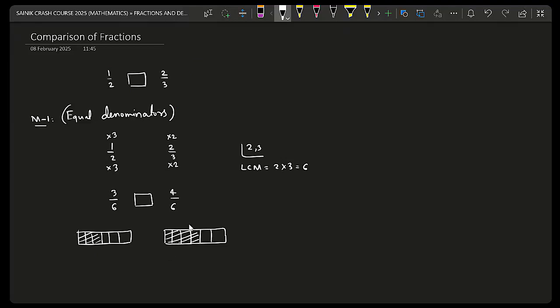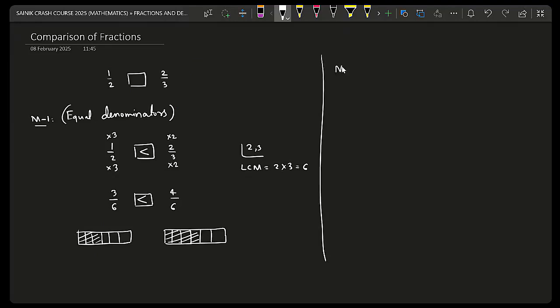So when equal number of denominators are there, it is easy to compare. So 3 by 6 is definitely less than 4 by 6. Because we got less than here, so for the question also it will be less than. Otherwise you can write here also. So that is less than. So this is the way we are going to compare using equal denominators method.